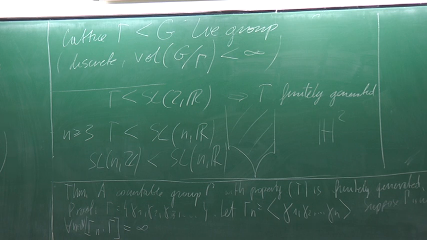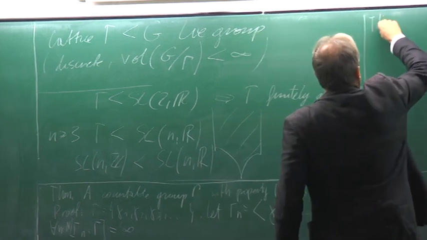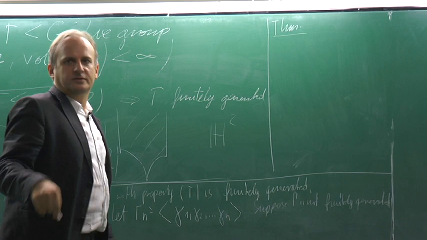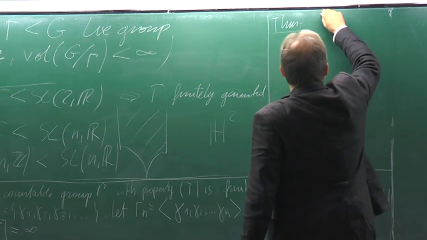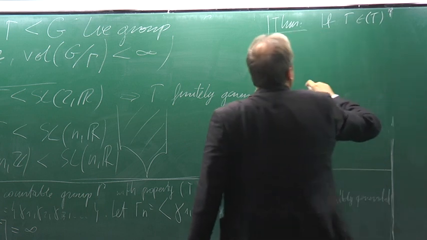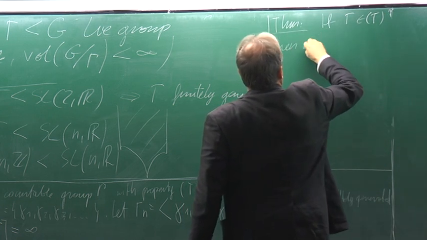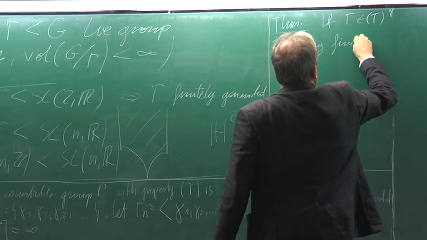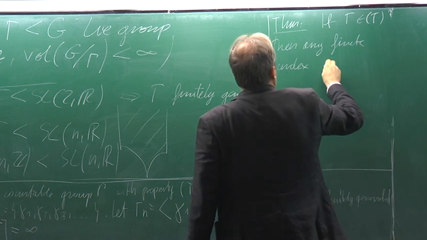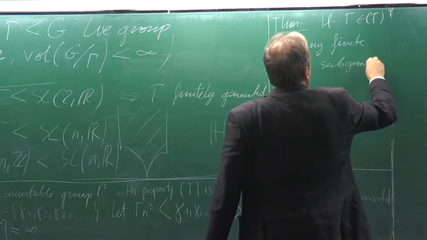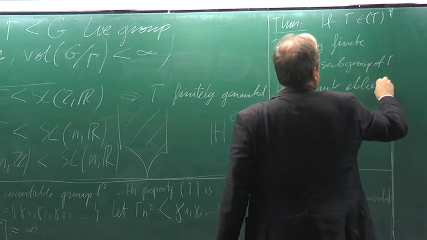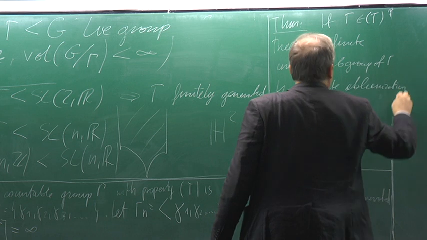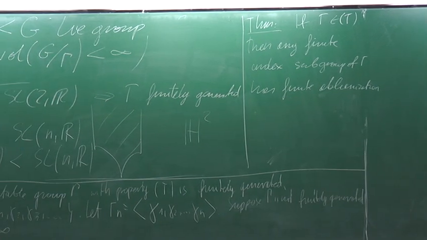However, we have this property not only for the group itself, but for every finite index subgroup. Okay, so if gamma has property T, then any finite index subgroup of gamma has finite abelianization. Okay, and this was another property that was proven in the paper of Kazhdan.